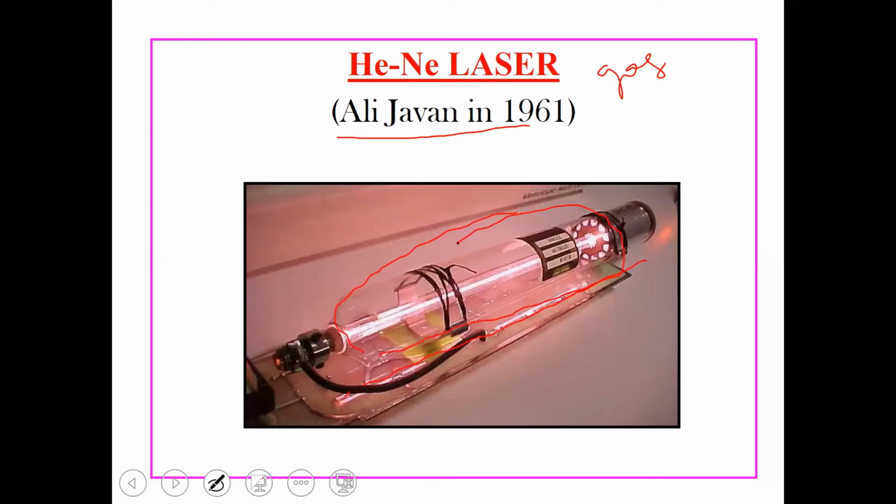In this case, the pumping system is electrical discharge. Electrical discharge means we apply a high potential across the gas, which gives a discharge. The discharge then collides with the helium and neon gas molecules and excites them to the excited energy level.